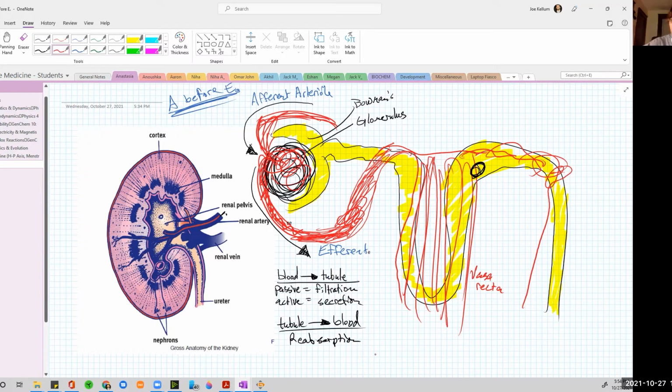So just so you know that it follows that tubule along the way, because we need something to take up everything that gets reabsorbed. Otherwise, the kidneys would just turn into water balloons.